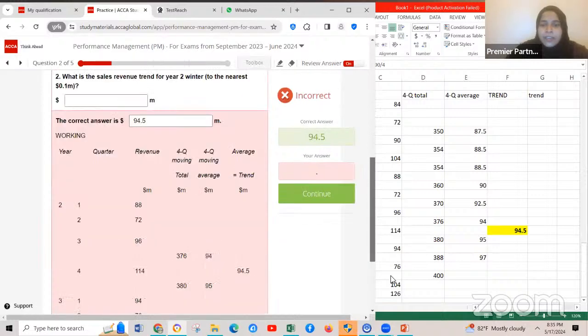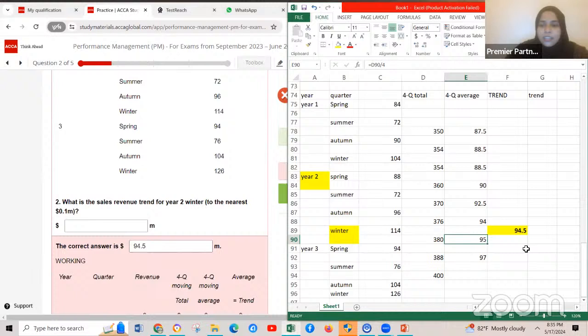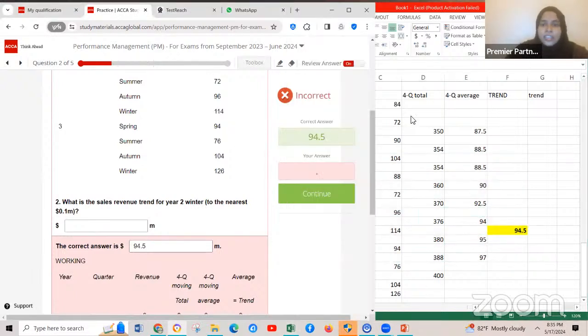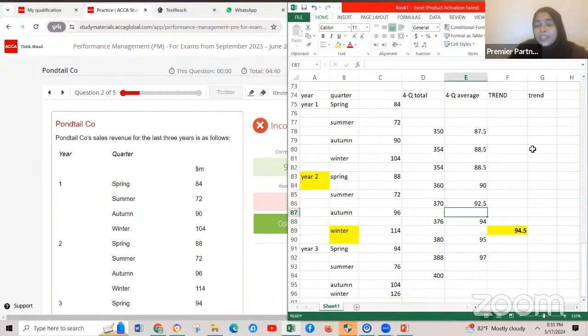Right? So see what they have done. They've only done that part, I think. They have not done year 1, and it's not necessary. You can do the workings only for the areas that are needed. So trend you are taking by calculating a moving average. If it's 5 quarter, it's very easy because it comes to a middle. You don't have to calculate average of average. But if it is 4 quarter, you have to calculate average for the average as well. So it takes more time.